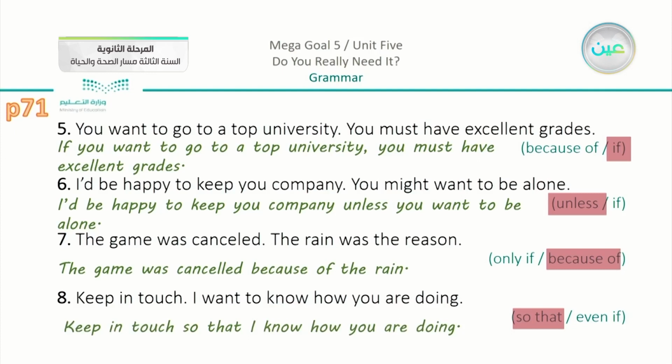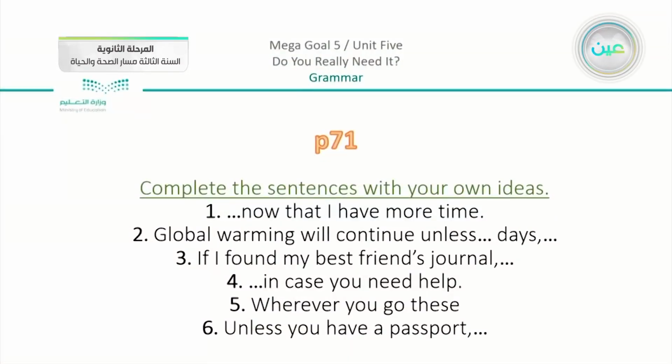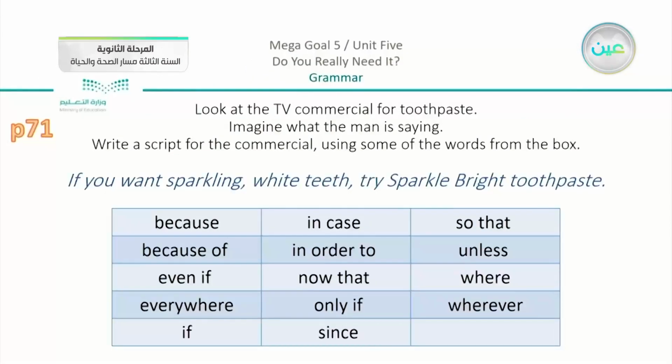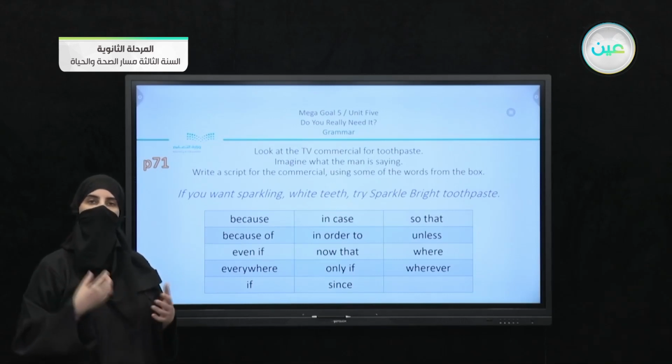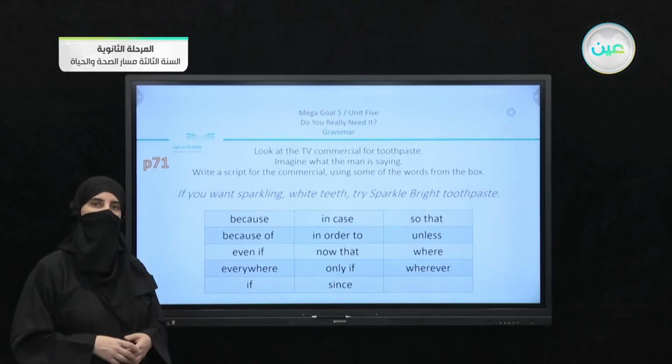Now these are 3 exercises that we have done in the book. Also, you do have on page number 71 to complete the sentences with your own ideas. So we have a free exercise here to complete using the correct conjunction based on your own ideas. And we have also the exercise about looking at the TV commercial for toothpaste. Imagine what the man is saying. Write a script for the commercial using some of the words from the box. So also, this is an open idea here. You can use your own ideas, but you have to be careful of choosing the correct conjunctions to form the correct adverb clause, and you can share with your classmates.